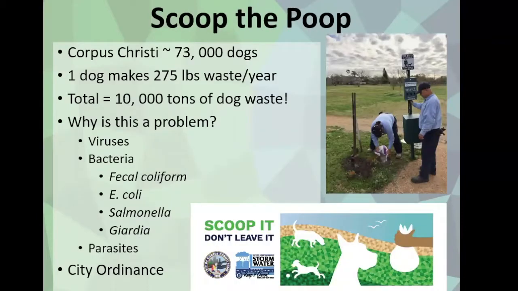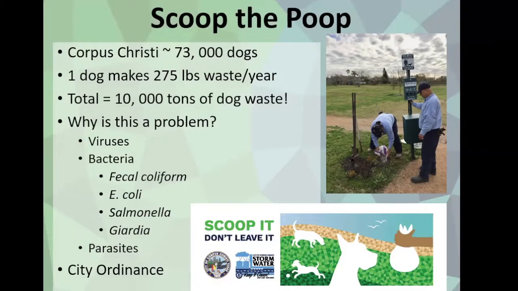The next thing you can do is scoop the poop. There's a lot of dogs in the city of Corpus Christi, and each dog makes about 275 pounds of waste each year. And that's a lot of dog waste. This is a problem because that waste can contain bacteria, viruses, and parasites that can make us sick. And these bacteria and viruses and parasites, when it rains, will get washed into the water and end up in our bays.